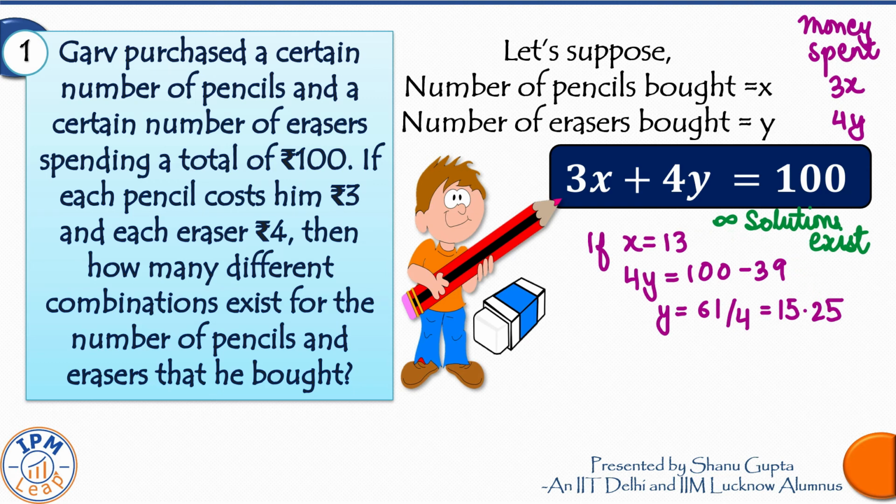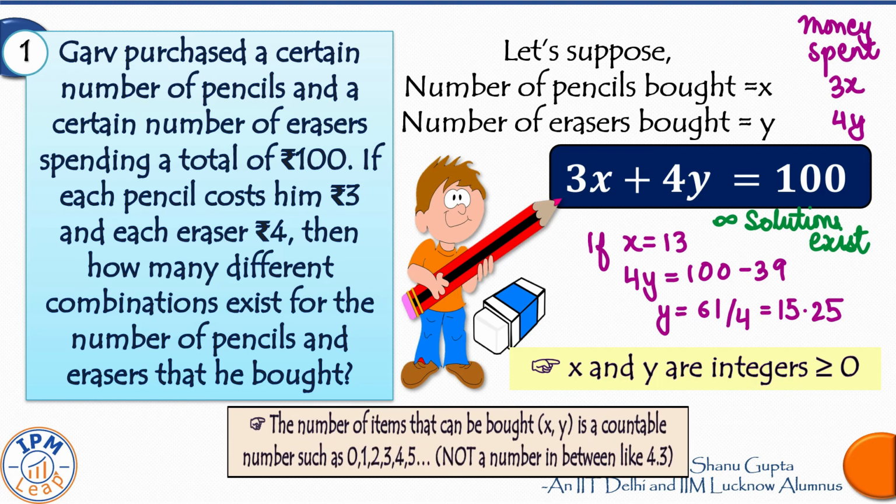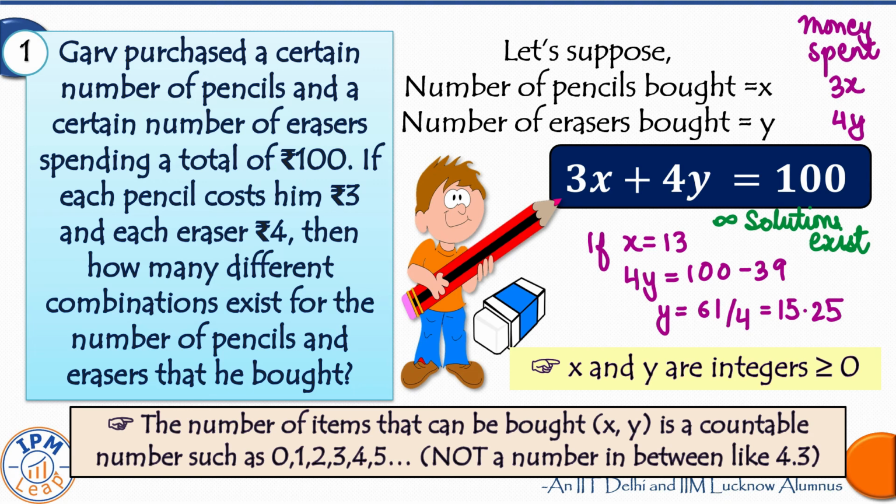But now comes the important point. Even though the question does not mention it explicitly, our variables x and y must take only integer values. Why so? Because the number of pencils or erasers has to be a countable number, isn't it? The minimum quantity that you can buy for any of these items could be 0, and then you can buy 1 or 2 or 3 or 4 or so on. Any number in between is not allowed.